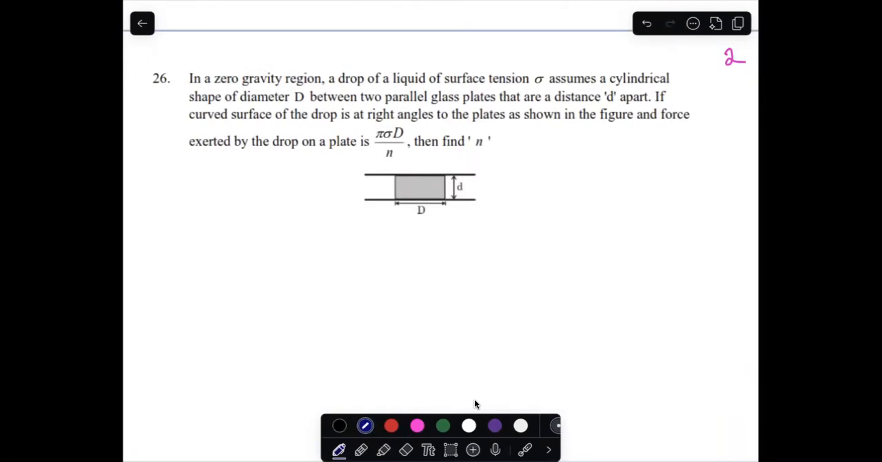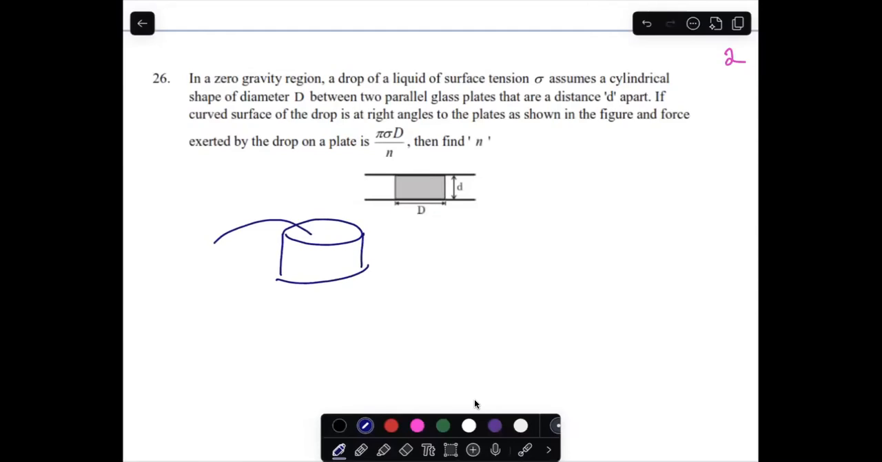Now what is happening in zero gravity? A drop of liquid of surface tension sigma assumes a cylindrical shape of diameter d between 2 parallel plates that are a distance d apart. If the curved surface of the drop is at right angles to the plate as shown in the figure, and force exerted by the drop on the plate is pi sigma d by n, then find n. Actually, it is a cylindrical drop. So actually, this is how the drop is.